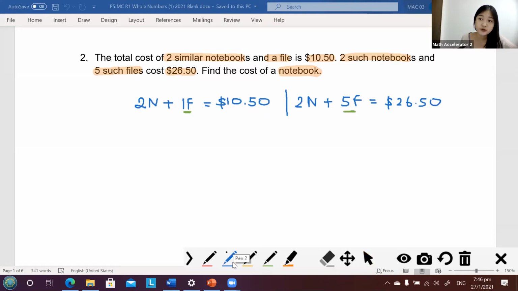For those of you who want to try and cancel out the notebooks, go ahead and do that. Let me know your answer at the end, then we check whether it's the same. So we're going to make the files the same first. 1 file over here, 5 files over here, which means let's multiply this side by 5.